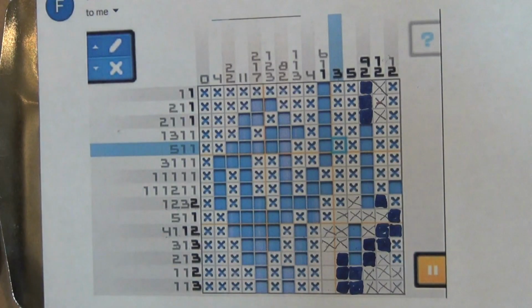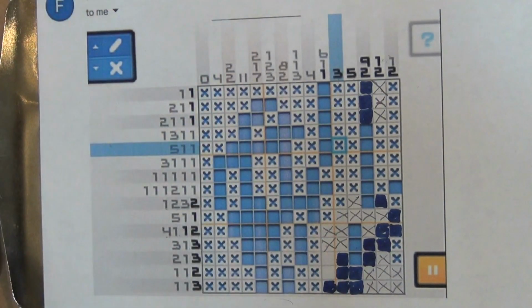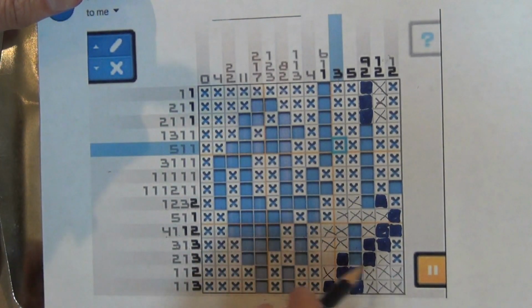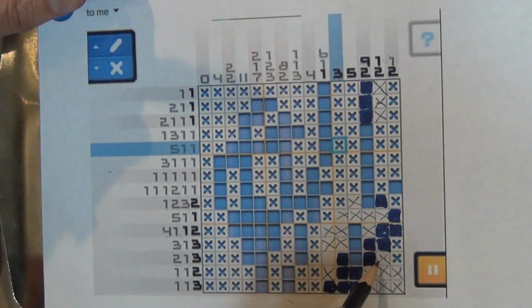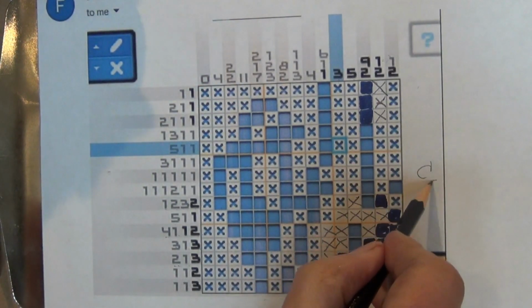And now, I believe that all we have left are these squares, so let's see what we have here. 1, 1, 3. Easy enough. 1, 1, 2. So that's going to be an X. And this was supposed to be 2, 1, 3. So this is an X. So there you go. This is correct.